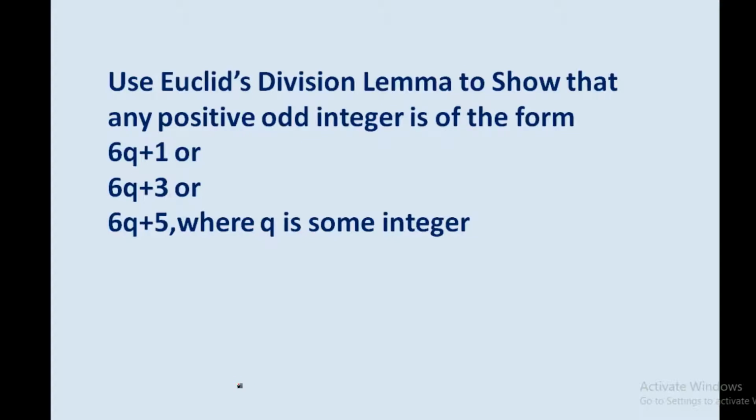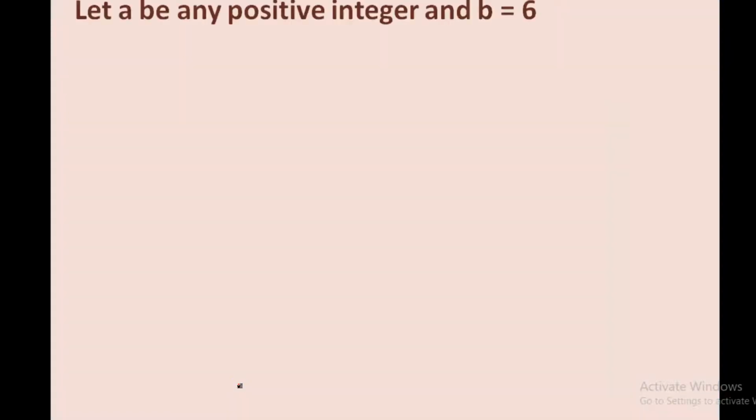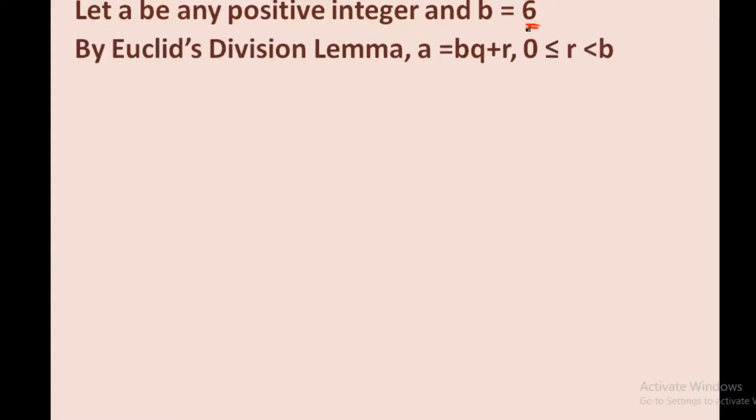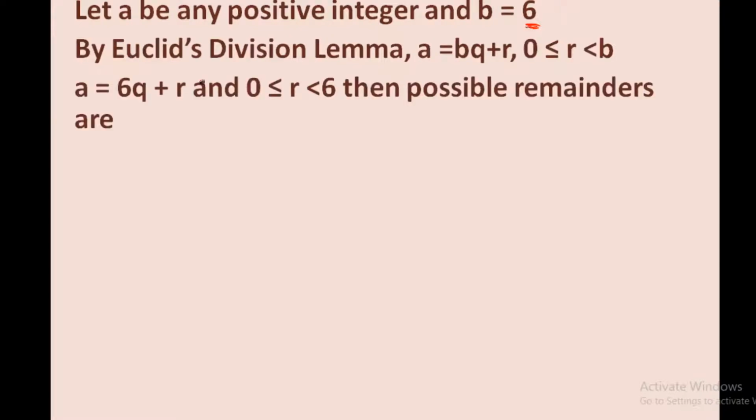Let us see one more example. Use Euclid's division lemma to show that any positive odd integer is of the form 6q plus 1 or 6q plus 3 or 6q plus 5, where q is some integer. Let a be any positive integer. Just like our previous example, here b is 6. The divisor is 6. So according to the definition, the equation becomes a is equal to 6q plus r.